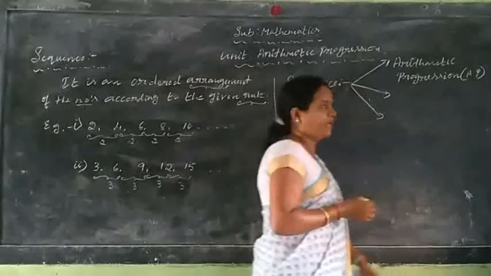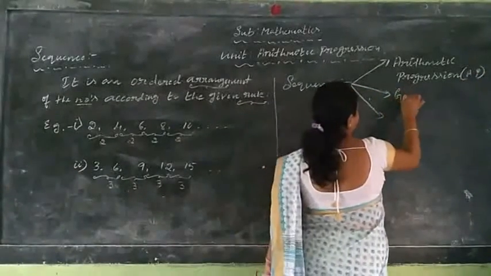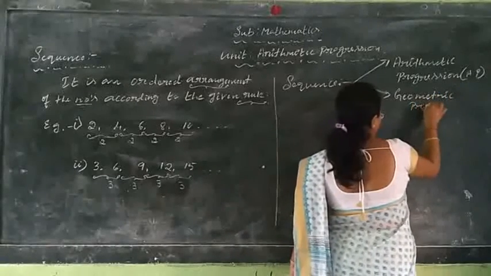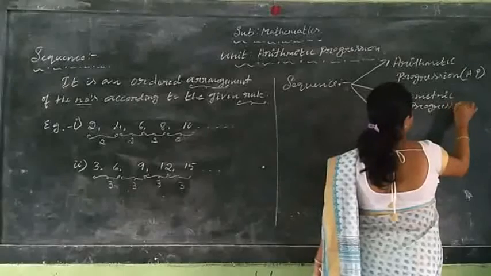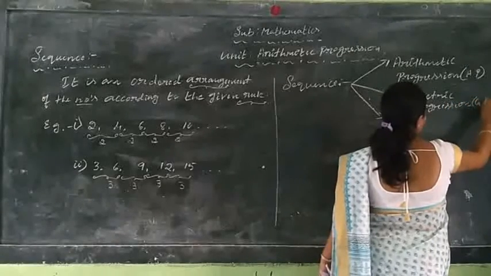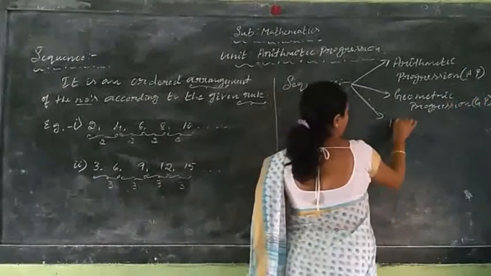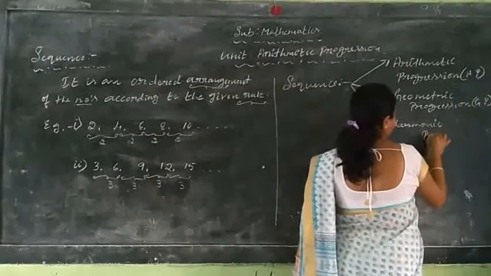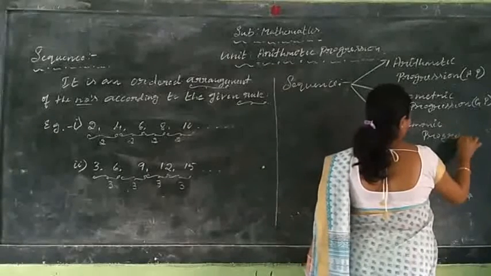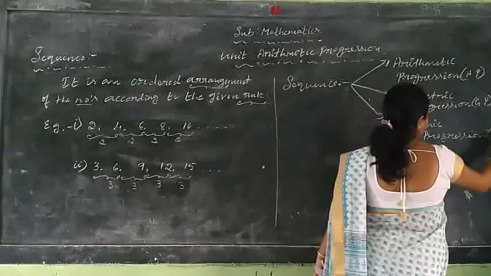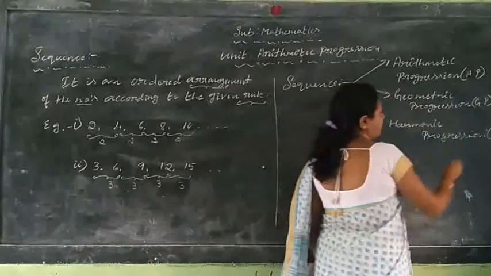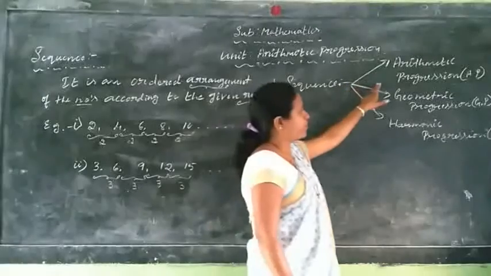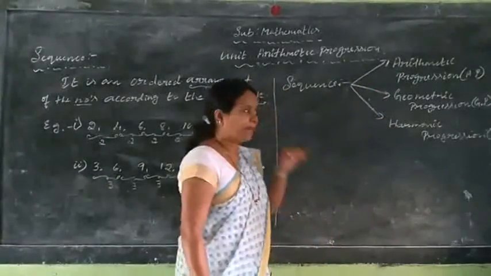AP. And the second one is geometric progression. And the third one is harmonic progression. The short form can be written as HP, and geometric progression can be written as GP. So, sequence has been classified into three types: arithmetic progression, geometric progression, and harmonic progression.